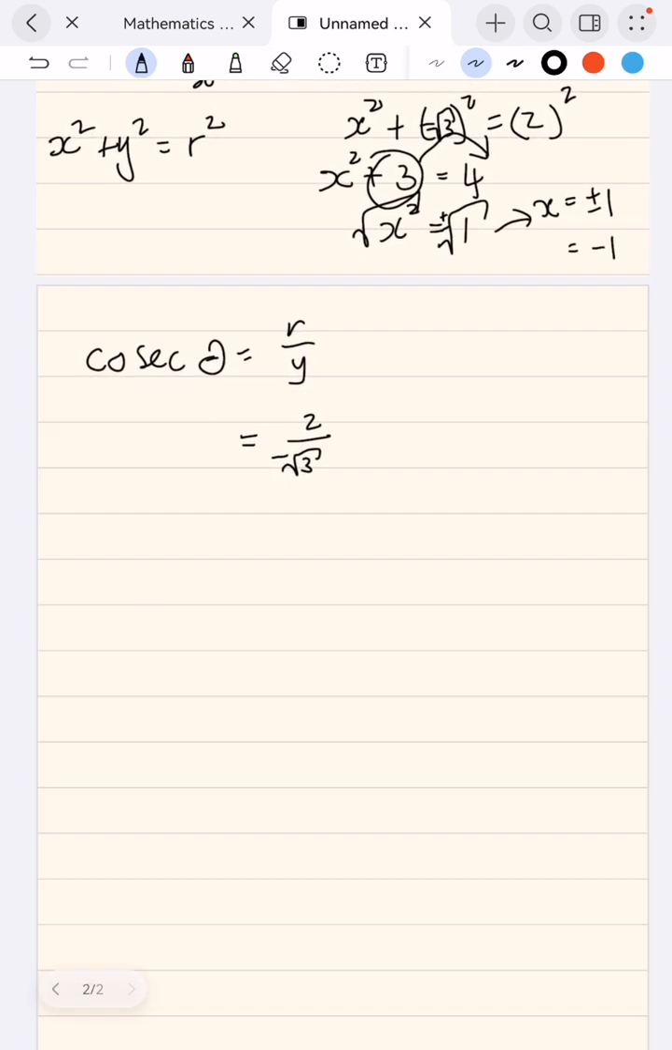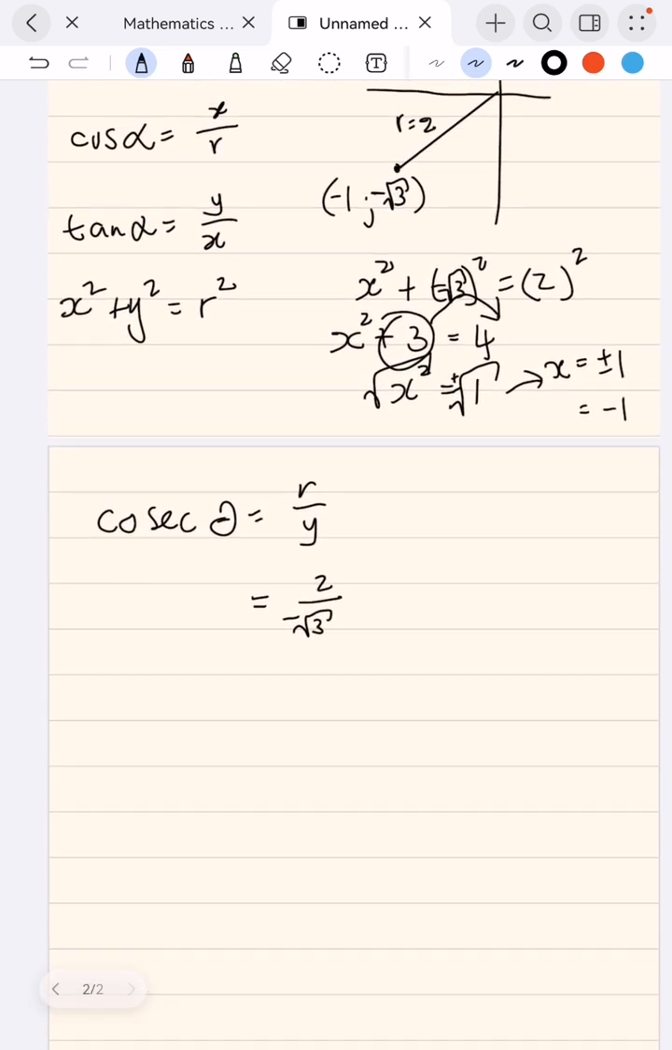The next one was cos. Okay, so from the ratios that we have, we know cos of our angle, well, it's theta in our question, cos of theta is equal to x over r. X you said is -1 and r is still our 2.